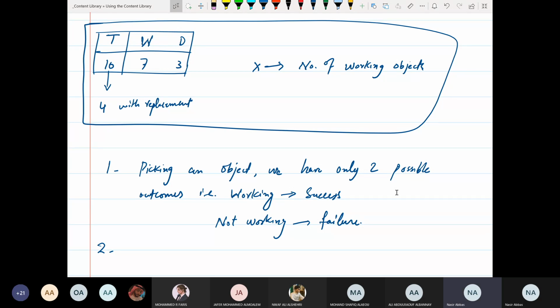Is this true for the second object also? When I pick the second object, still the probability of having it a working, is it still 7/10? Jafar? Yes. Why? Because it is with the replacement. Because it is with replacement and you are putting it back, the size of population becomes 10 again. The number of working becomes 7 again. When I pick the third one, is it 7/10 also? Yes. So each time when I perform the experiment, my probability of success remains 7/10.